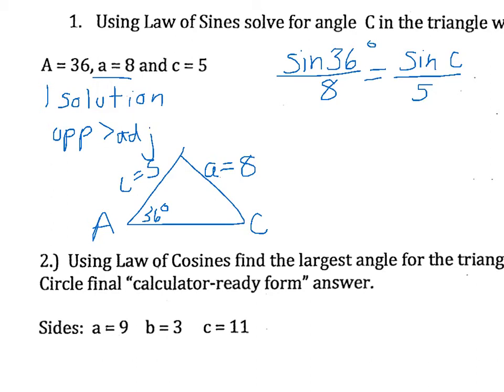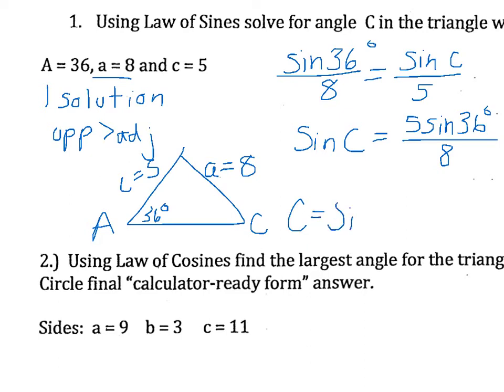So when we cross multiply, we'll get sine C equals 5 times the sine of 36 degrees all over 8. And we need to leave our answer in calculator ready form. So if you were to put this in the calculator to find angle C, you would take the inverse sine. So we have the inverse sine of 5 times the sine of 36 degrees all over 8 as our final answer.